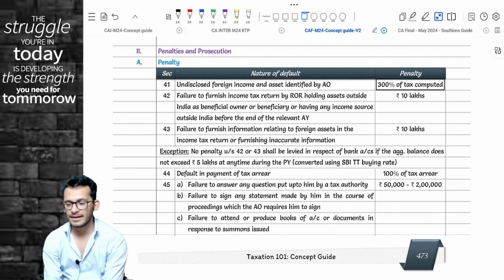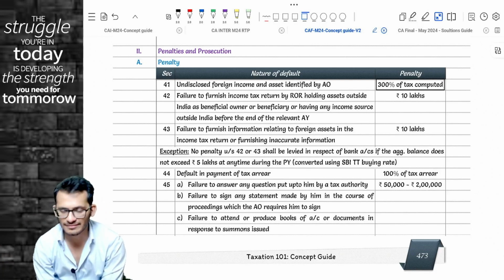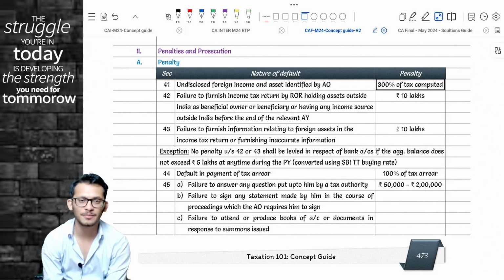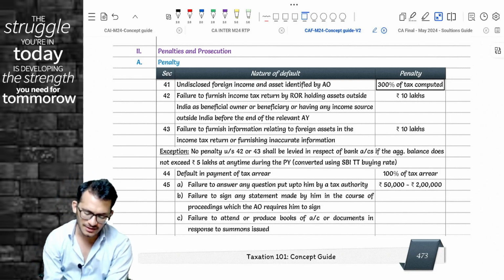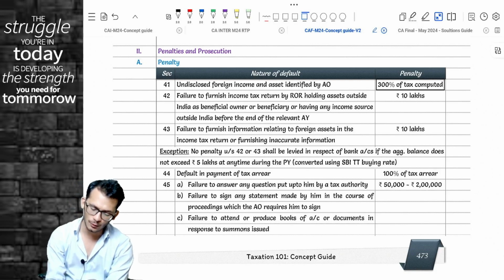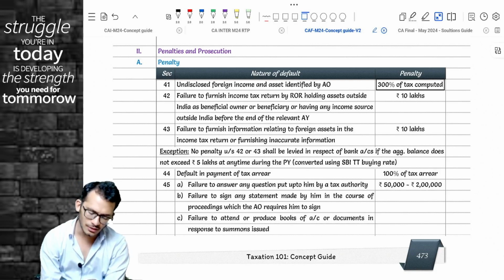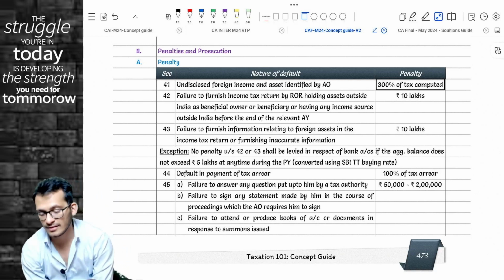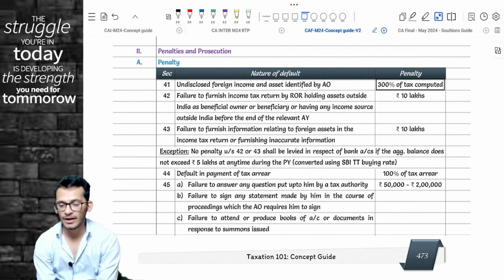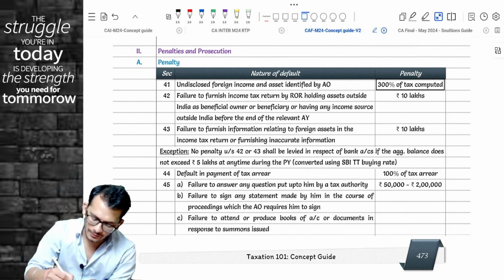Yes, be careful. You like to pay nothing. Don't be an undisclosed person. Be a good person in India. Yes, don't pay anything. Next, failure to furnish income tax return by an ROR holding assets outside India as a beneficial owner or beneficiary or having any income source outside India before the end of the relevant year. If you have such things and you fail to furnish the income tax return, it will be 10 lakh rupees.